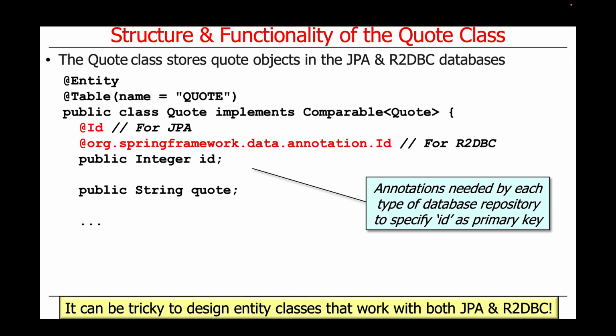The first one, the @Id, is used for JPA. So this is actually coming from the Jakarta Persistence API Id annotation. Then we also provide another Id annotation, which is coming from org.springframework.data.annotation.Id. And that's the annotation that's needed for R2DBC. And both of these things are used to specify the ID as the primary key in the database rows. It's a column that identifies the primary key for each row.